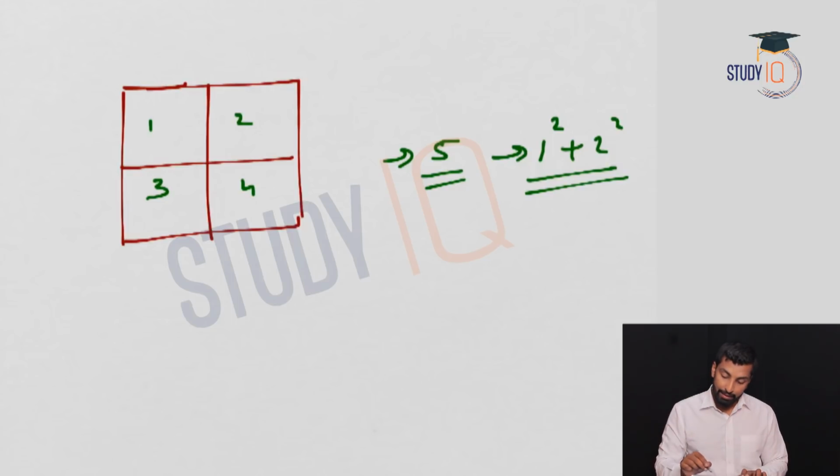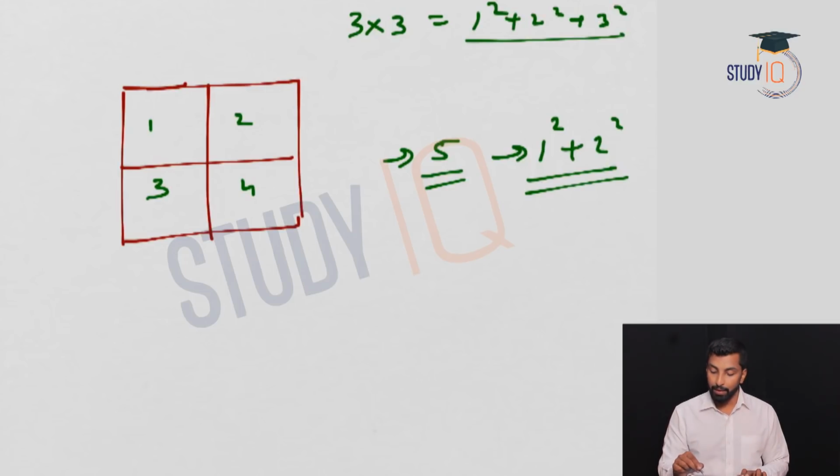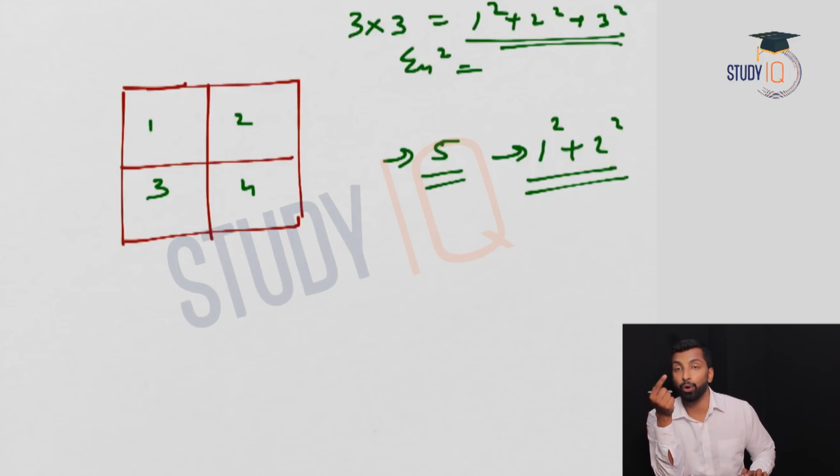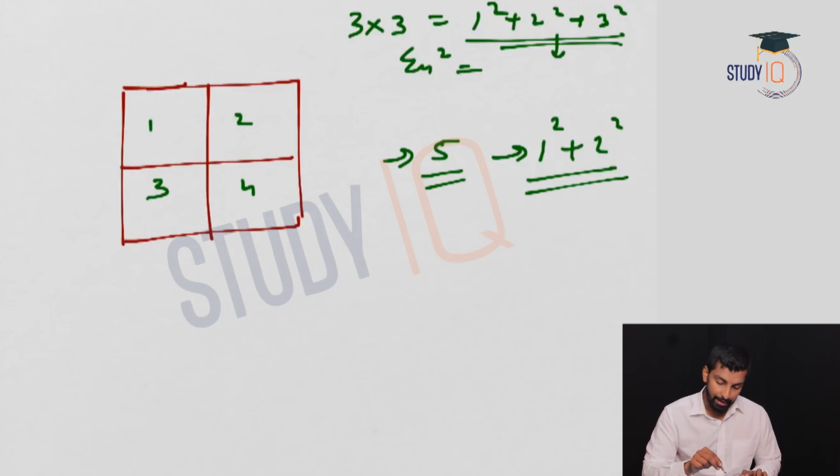So if it was a 3 into 3 square, your answer is 1 square plus 2 square plus 3 square. This is nothing but sigma n square only, and that's why you need to know the formula of sigma n square. Here also you can manually find it: 1 square is 1, 2 square is 4, 3 square is 9. So you can get the answer easily. 13 plus 1, 14.